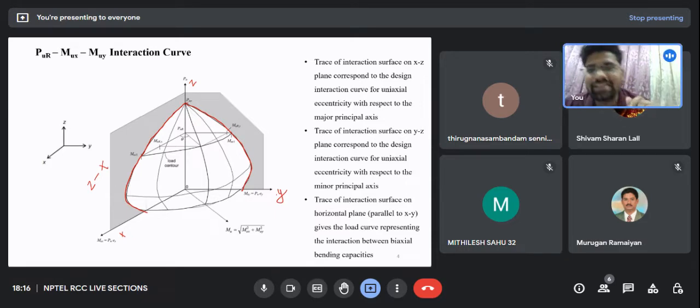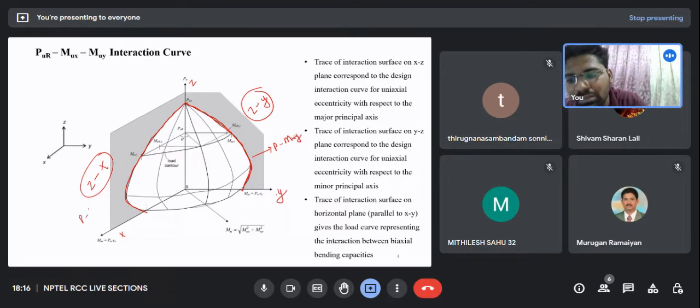I wanted you to understand this. When you are in the xz plane, you will have a combination of P and M, and the M will be uniaxial. When you are in the plane zy or yz, the curve which lies in this plane will be a curve for P and a uniaxial moment along the minor axis, and this one will be along the major axis. Now when I rotate these curves and they come onto the surface of this curve, just feel this, what is happening?